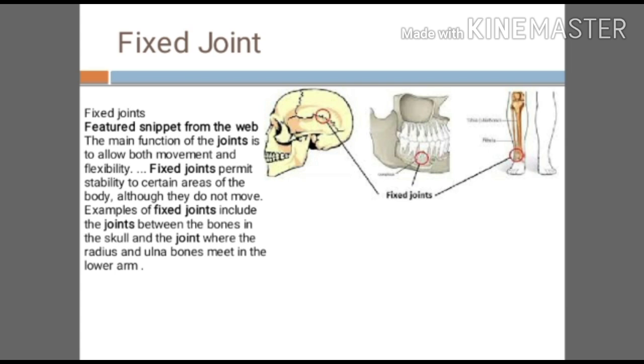In the fixed joint, there is no movement, like the skull and the upper jaw. They are not movable. Only the lower jaw of our body can move. So, the skull and the upper jaw are examples of fixed joints. They are joints but not movable joints.